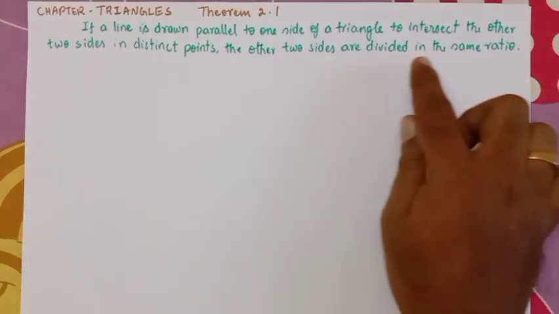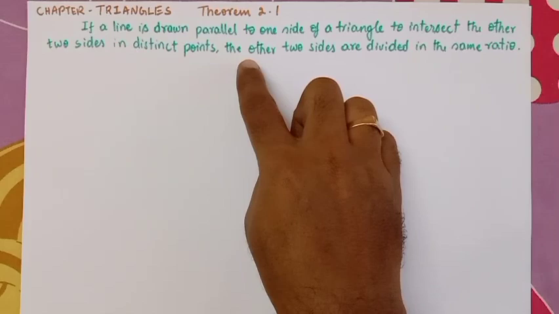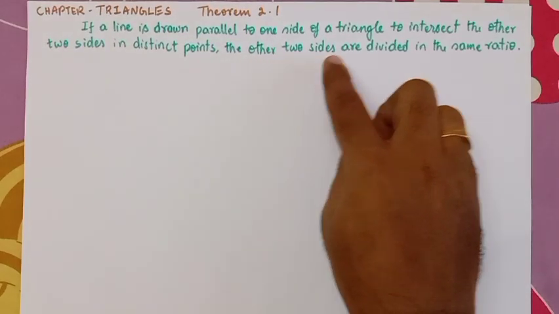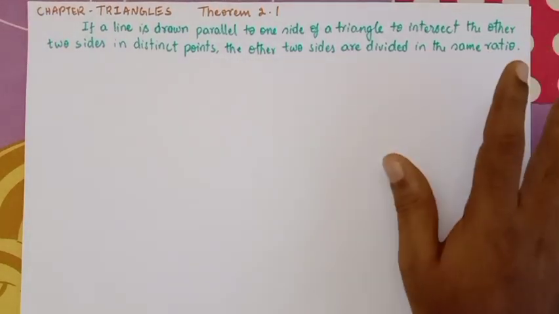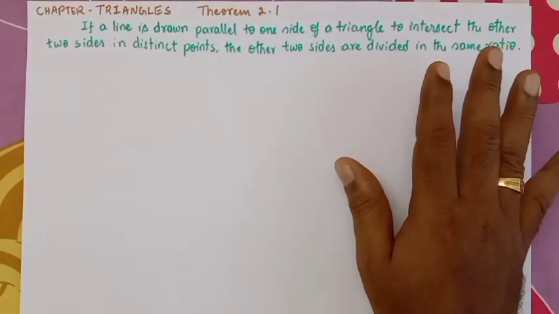What we have to prove in this theorem? We have to prove that the other two sides are divided in the same ratio. This completes this theorem here.